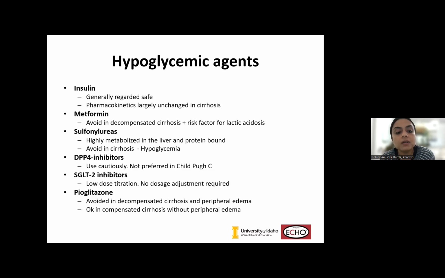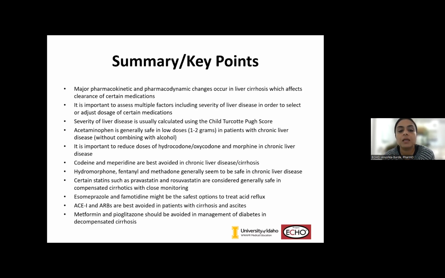And then pioglitazone, interestingly, should be avoided in decompensated cirrhosis, because if you remember, one of the side effects of pioglitazone is fluid retention and edema. And so patients with decompensated cirrhosis already are at really high risk of ascites and fluid retention. And so pioglitazone maybe should be avoided in those patients. However, it is okay to use it in compensated cirrhosis as long as they don't have edema or fluid retention. So basically, those are my key points.